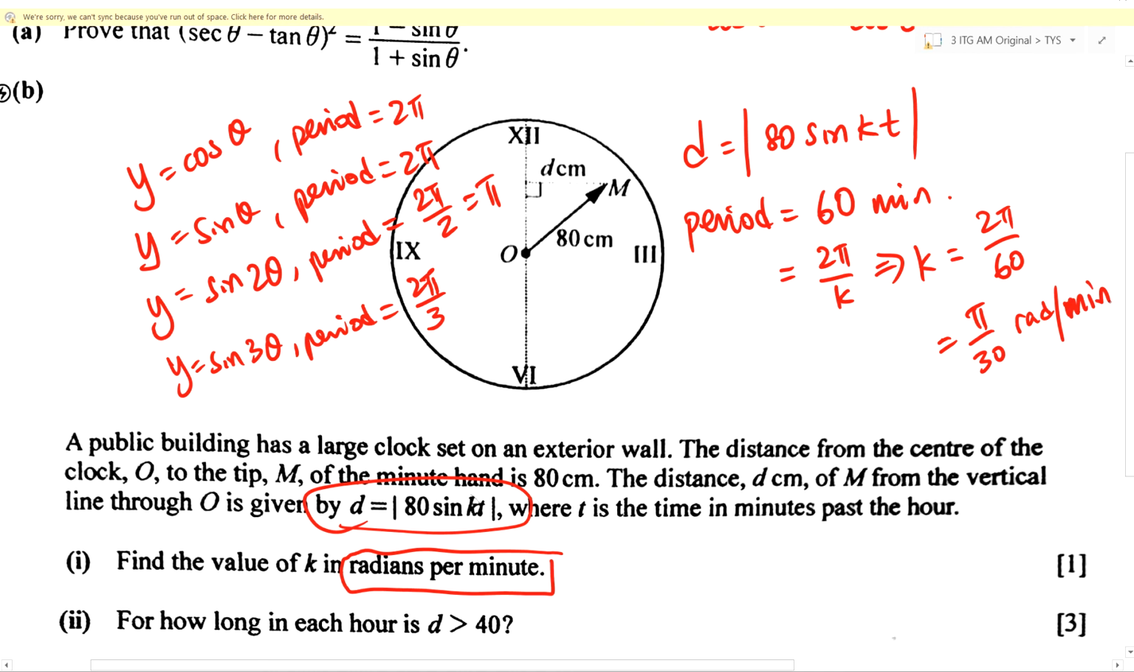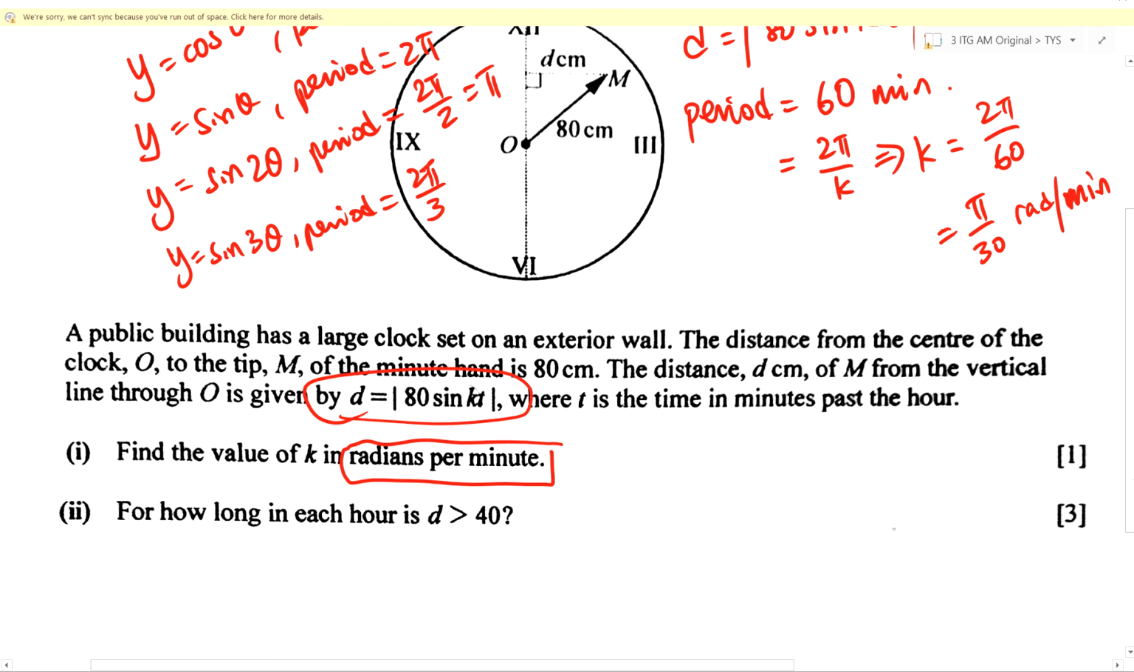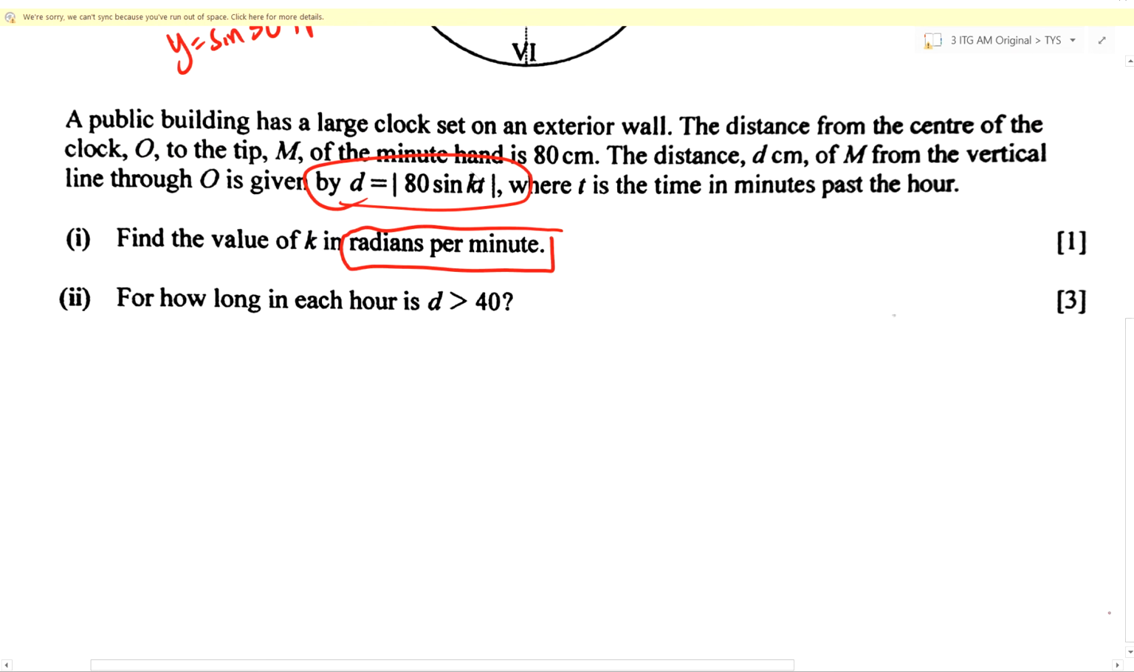Alright, now moving on to part 2. For how long in each hour is d more than 40? Okay, so I will use a graph to help us visualize what's happening over here. I am going to plot d against an angle. Now, horizontal axis, we are very used to our horizontal axis being x, where x is the angle, or theta. We are also used to the horizontal axis being t for time. Now, but in this case, we have d equals modulus 80 sine kt.